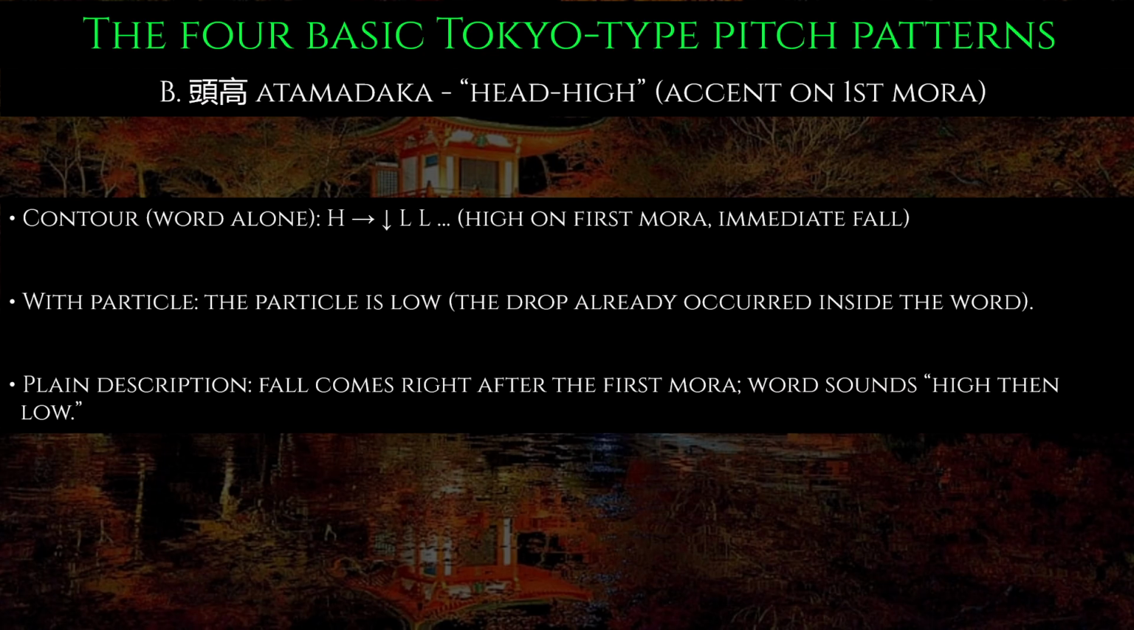Next we have atamadaka, which means head high, and the accent is on the first mora. So, the contour, the word alone, we have high and then low. So high on the first mora and an immediate fall. And remember, once it's down, it does not go up again. Even with the particle, it is low. The drop already occurred inside the word. So the fall comes right after the first mora. Thus, the word sounds high, then low.